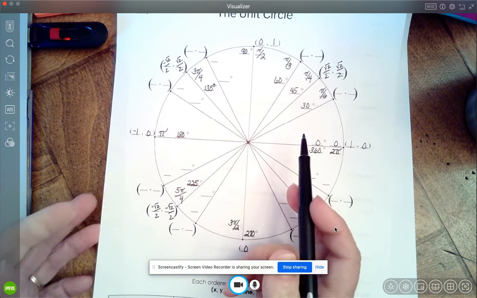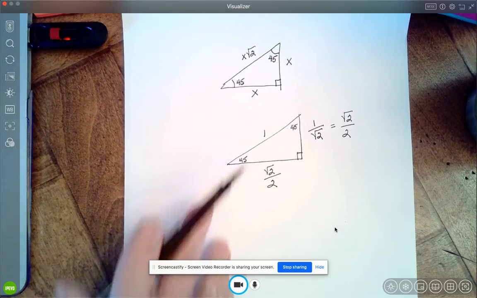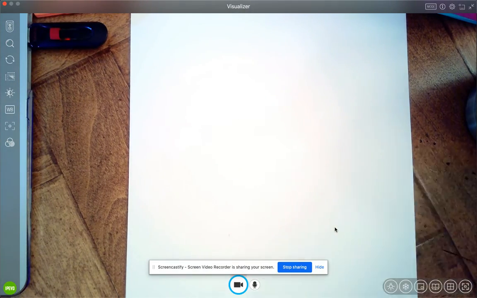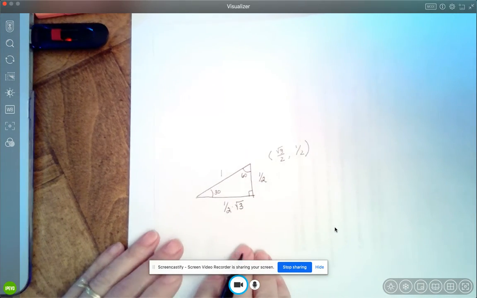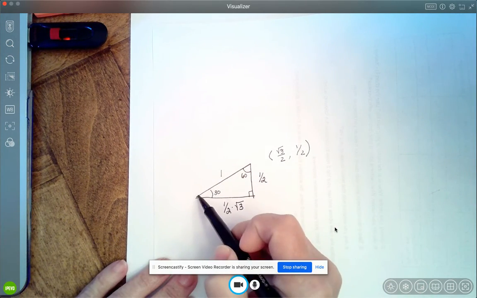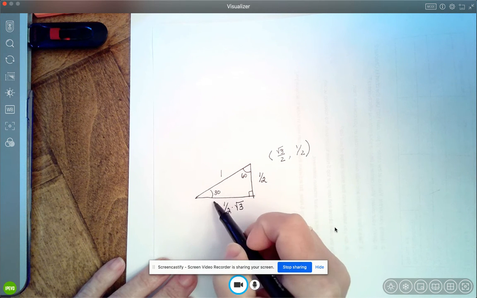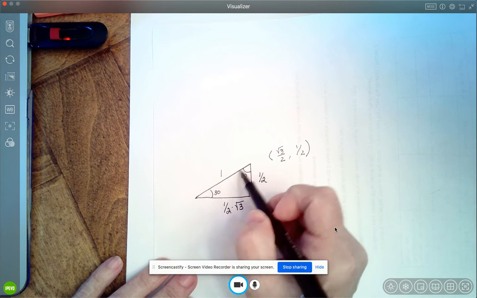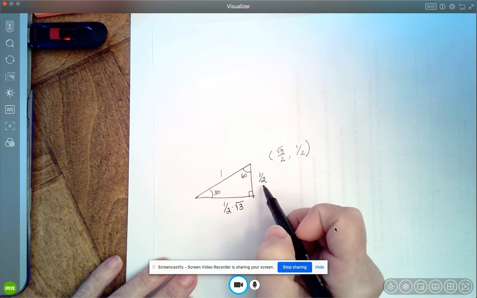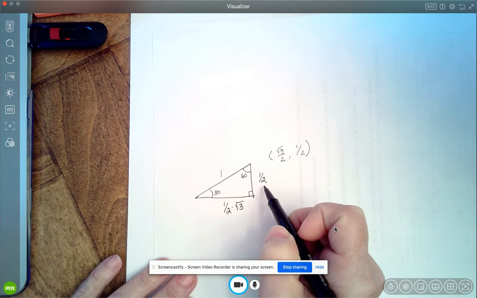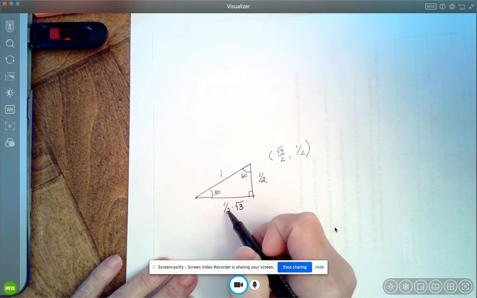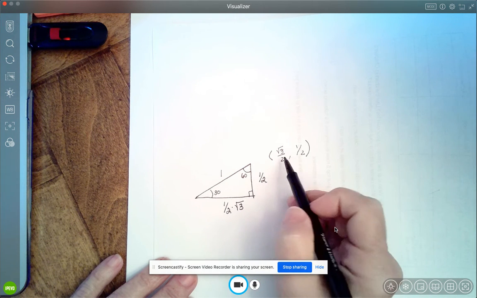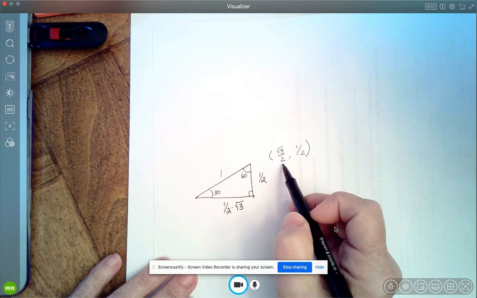All right, let's move on to the 30, 60, 90. For the 30, 60, 90 triangles, I'm going to give it to you really quick because I don't want this to be too long for you. Here is my 30, 60, 90 triangle. Here's 30 degrees. My hypotenuse is 1. Across from the 30-degree angle, we saw it's half of that. And across from the 60-degree angle, I take 1/2 and multiply that by the square root of 3. So my coordinates would be the square root of 3 over 2, 1/2.